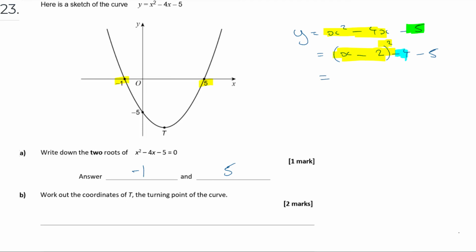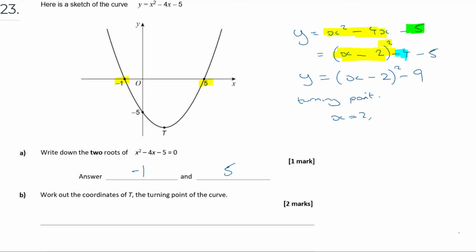Once I've got that, I can just tidy it up. x minus 2 all squared minus 4 minus 5, that makes minus 9. So that's my equation in completed square form. The lowest point, or the turning point, is where that amount is the lowest value it can be, and that is when the bracket part is equal to 0, which occurs when x is equal to 2. If x equals 2, then 2 minus 2 is 0, and 0 squared is the lowest value you can have, because when you square something you always get a positive number, so the very least it can be is 0, and that occurs when x is 2.